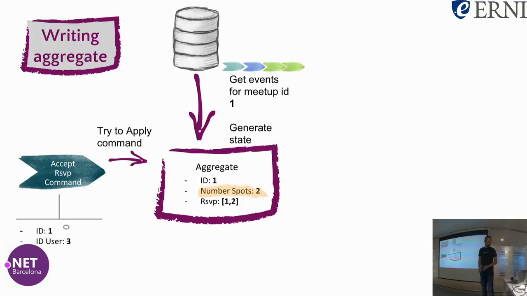Well, what happens, for example, if we try to apply the command, but we cannot accept this RSVP because the spot is already full? The aggregate simply returns an error. Then the caller decides what to do. You return an error to your API or to your interface, whatever.